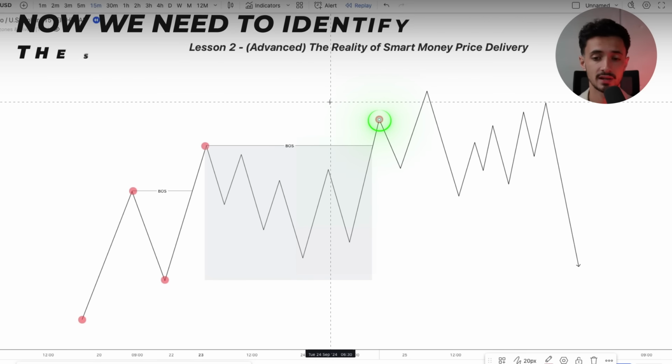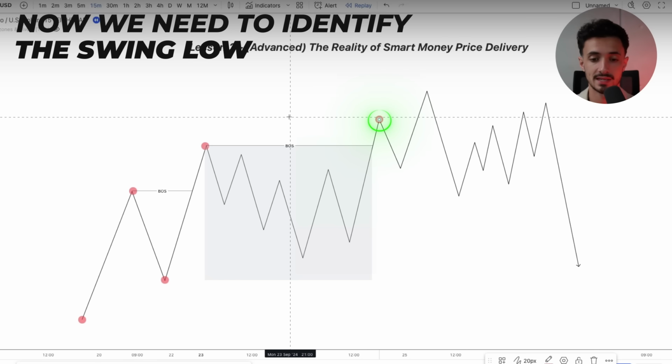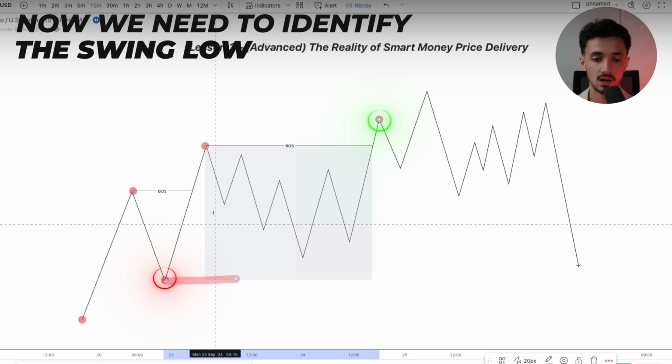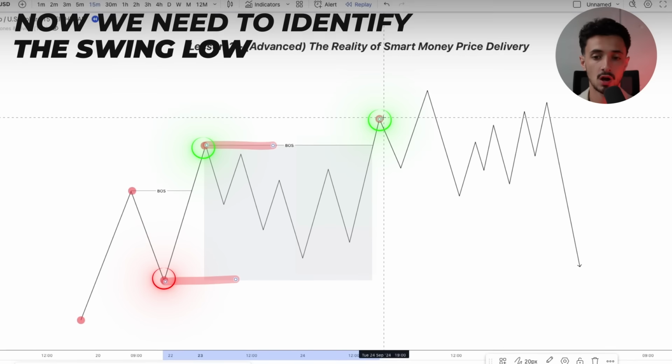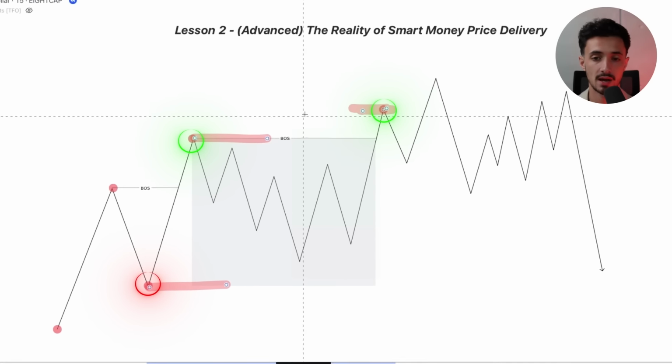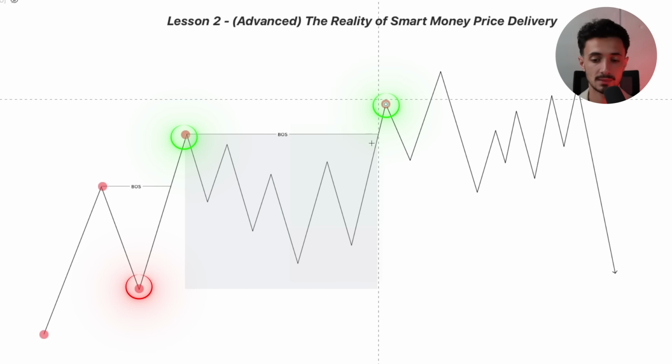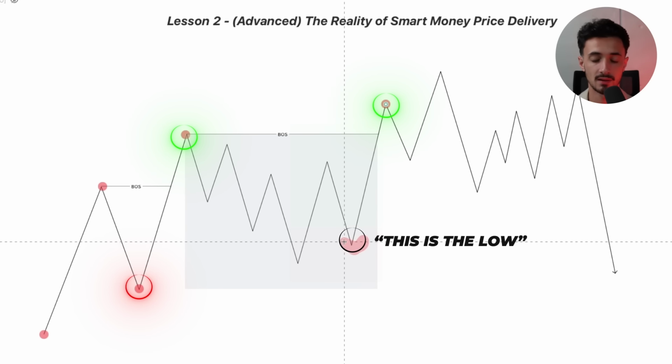Now we need to identify the swing low, right? Because in every scenario, we always have a low and a high. Now we've got our high. We know this is our new high. Where's our low? Again, a lot of people will make the mistake in thinking that this is the low in here, right? This is the low, when actually it's not.